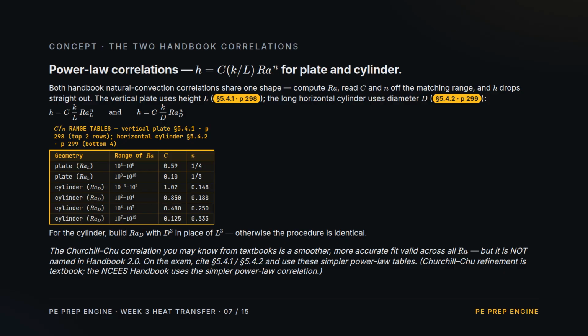Everything else is identical. One note for textbook users, the Churchill-Chew correlation, a smoother fit valid across all Rayleigh numbers, is not in Handbook 2.0. On the exam, use these simpler power law tables.